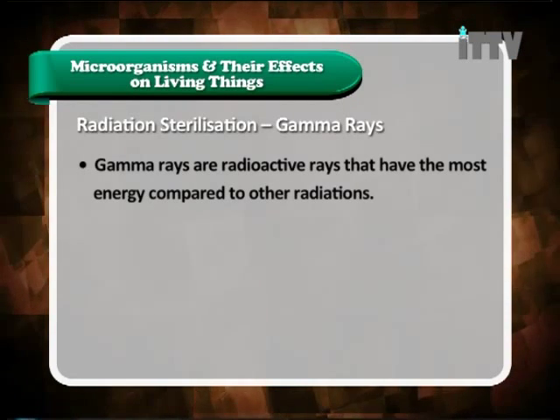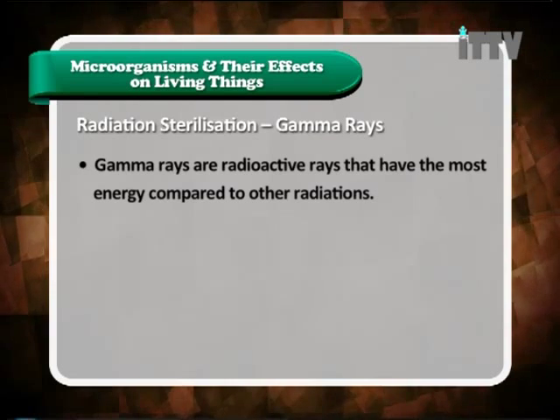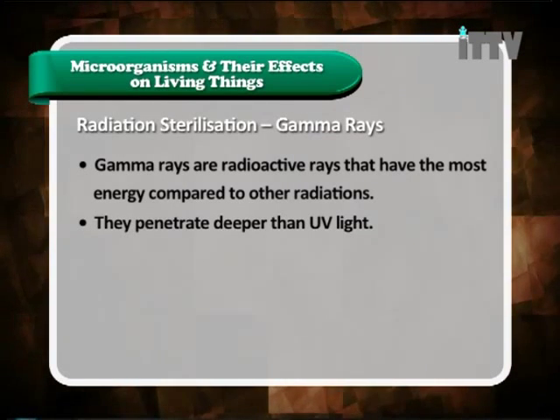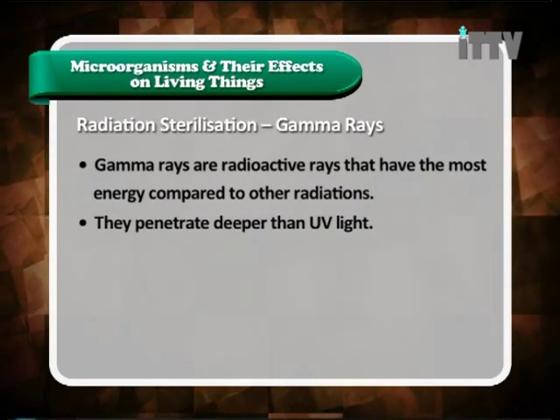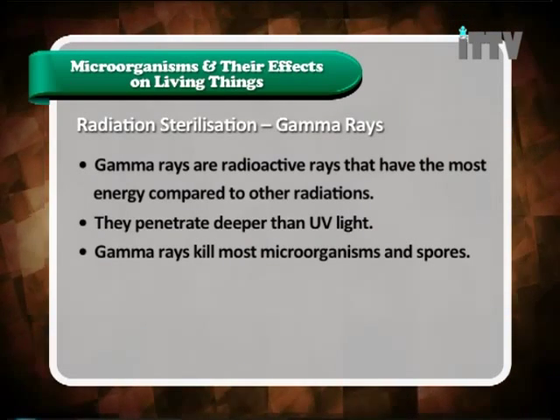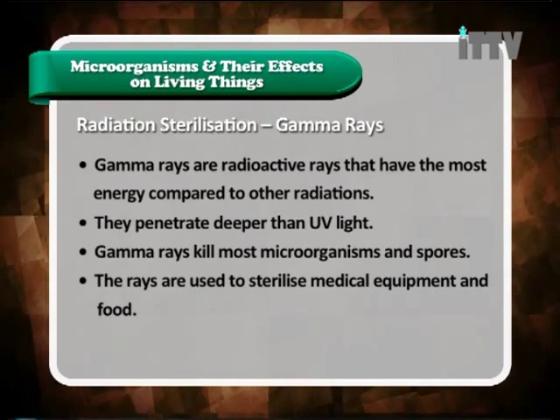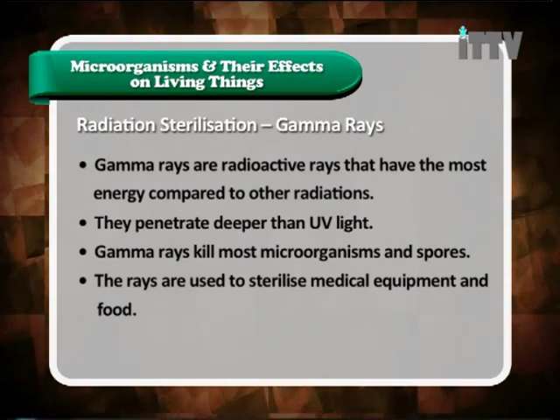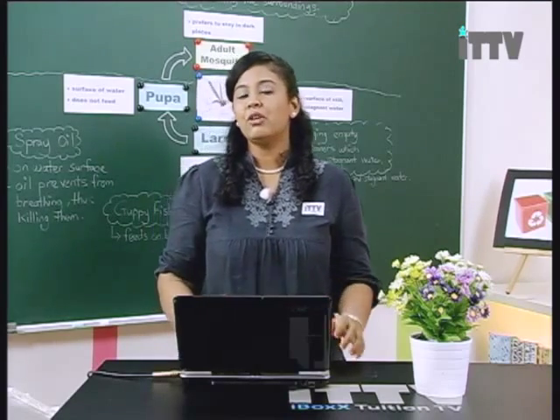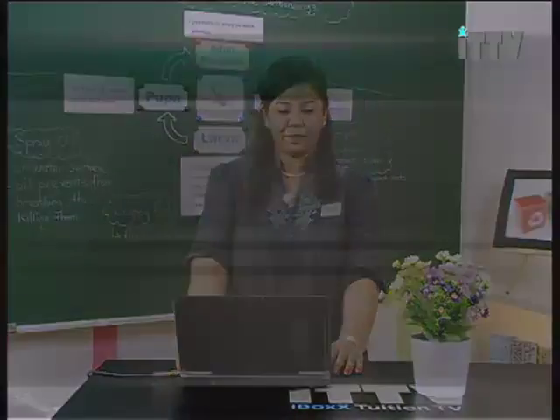Gamma rays are radioactive rays that have most energy compared to other radiations. They penetrate deeper than UV light. Gamma rays kill most microorganisms and spores. The rays are used to sterilize medical equipment and food. So now let's look at some questions and see your understanding on this topic.